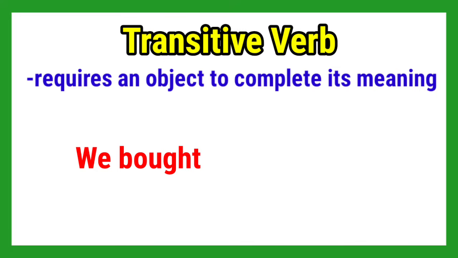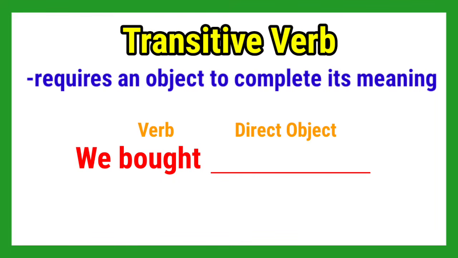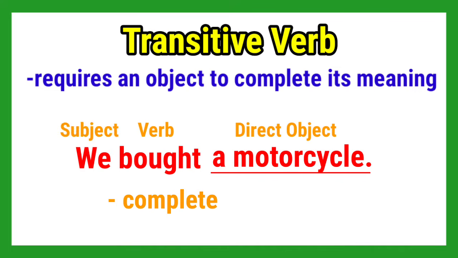The verb in this group of words is bought. But do you think its meaning is already complete? No. Why? Because there is no object of the verb yet. So, we need to add a word that answers the question what after the verb. Let us say we bought a motorcycle. So, we now have a direct object, which is motorcycle. And so, the sentence is now complete. There is the subject, the verb, and the direct object. Therefore, bought in the sentence is a transitive verb because it needs a direct object to complete its meaning.